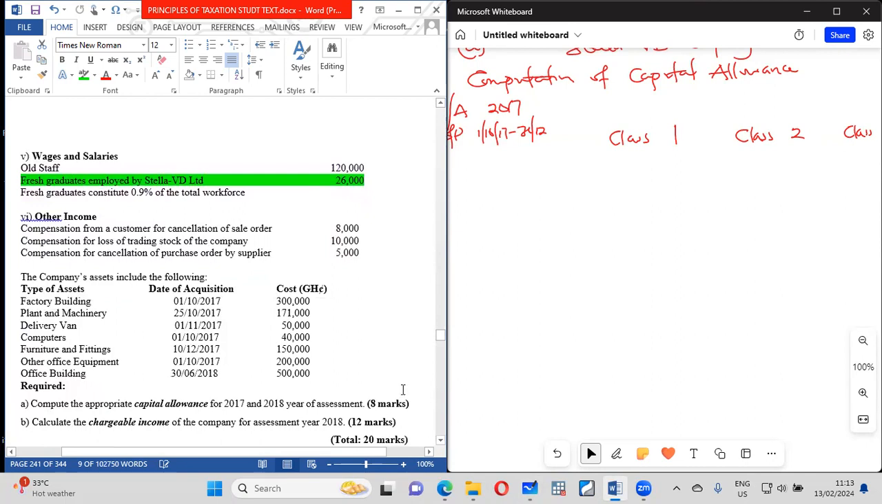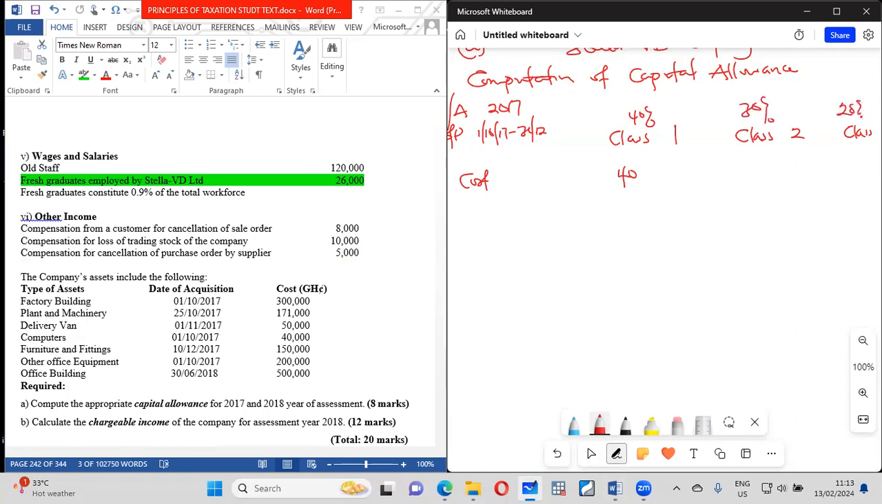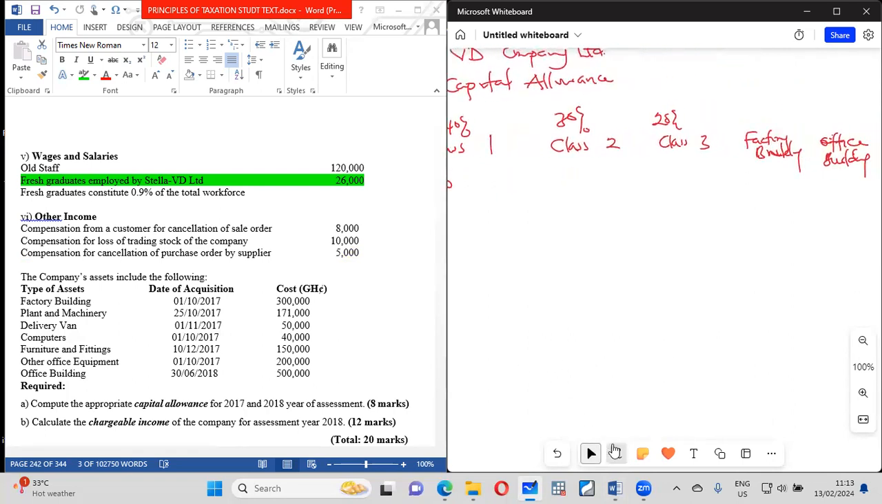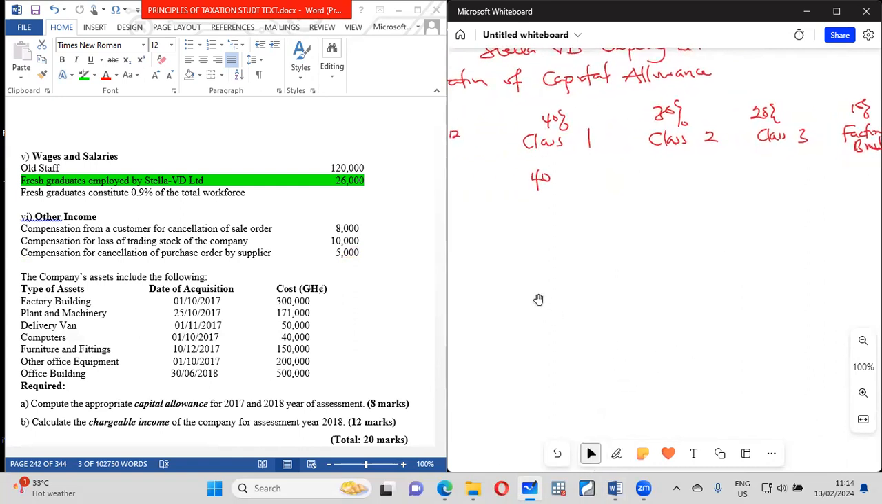So let's pick the things that are here. If I take my class 1, the only thing we had in class 1 is this, right? So class 1 will be, we have cost 40,000. So the percentages are 40, 30, 20, 10, 10. And let's not forget to bring our CD sign too. Very important. So this is 40,000.